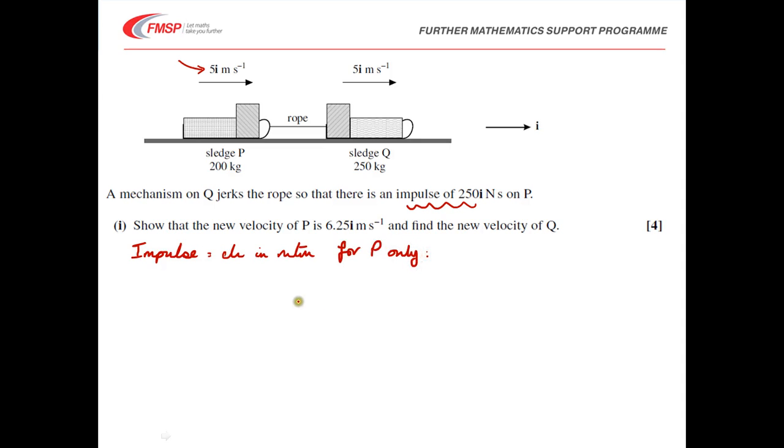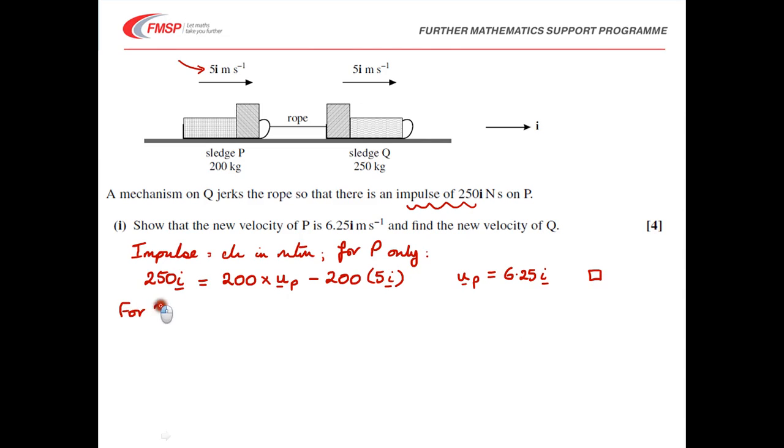Now remembering that impulse and momentum are vector quantities, impulse we're given as 250i in this case. Change in momentum then, we're going to do final momentum minus initial momentum. So final momentum is going to be 200, that's the mass of P, multiplied by the final velocity of P. That's the value we're looking for. And we're going to subtract from that the initial momentum for P, which is 200 times 5i, the initial velocity. If we rearrange that, we end up finding that UP is indeed equal to 6.25i, as requested in the question.